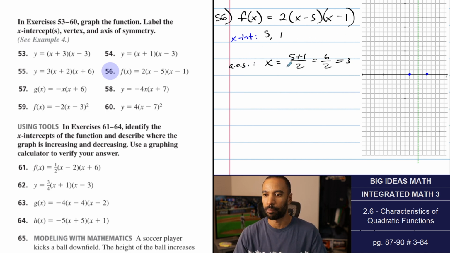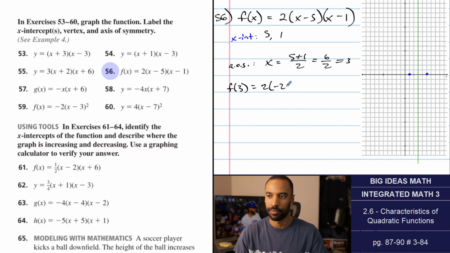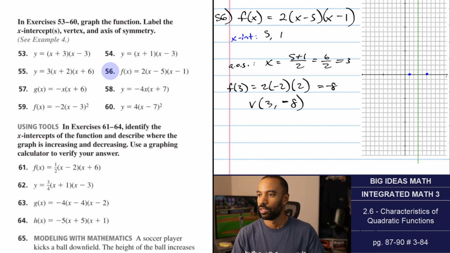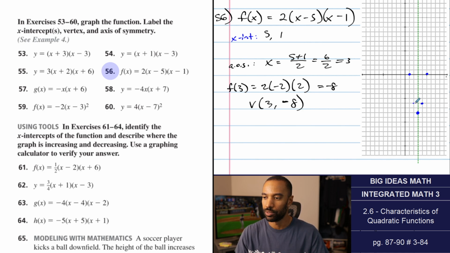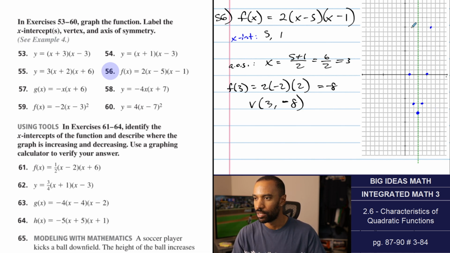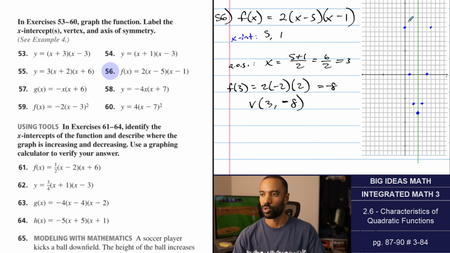Let's get the vertex by plugging in 3. So we're going to get 2 times 3 minus 5 times 3 minus 1. That's negative 8. So we got a vertex of 3, negative 8. Down here, stretch factor of 2, it goes up 1, 2, 2, 8, already plotted, 3, 18. 18 up from negative 8 is 10, and I'm sure that's the extent to what we can fit. So I'm just going to do that.